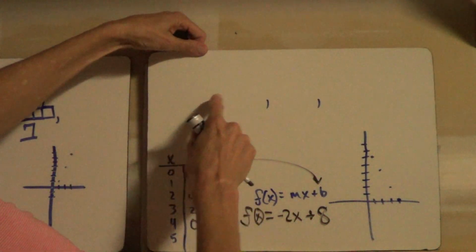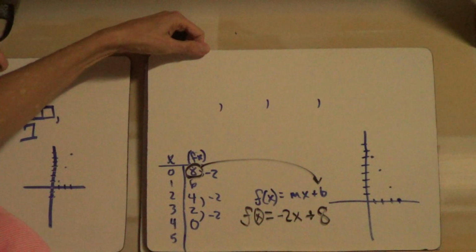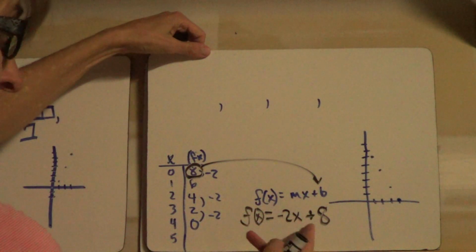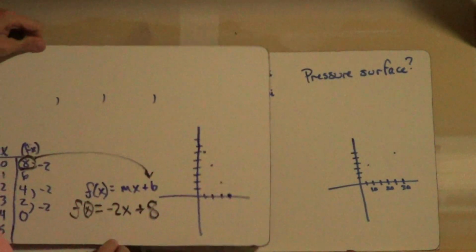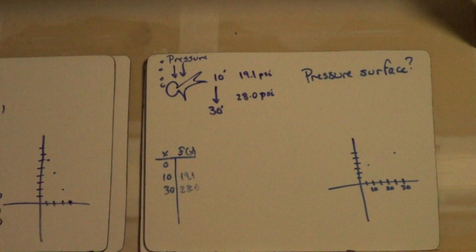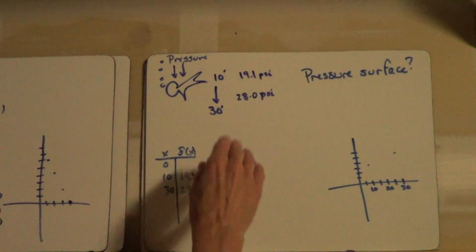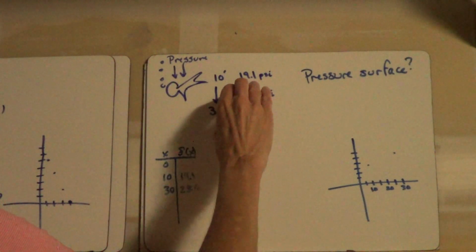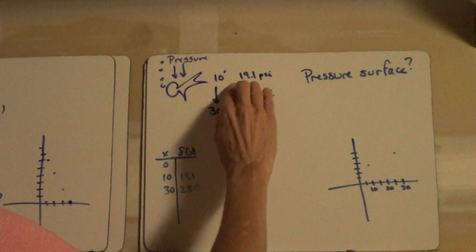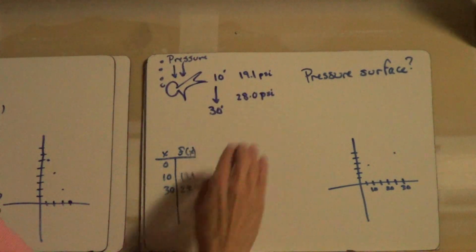And then you could go ahead and draw or write in a pattern there. You can also do a verbal description of explaining it. Oftentimes the verbal descriptions are easier when it's a real-world problem. Here we have a diver. He's going down in the sea. He is dropping from 10 feet under the surface of the water down to 30 feet under the surface. And we find that the pressure increases from 19.1 pounds per square inch to 28 pounds per square inch.